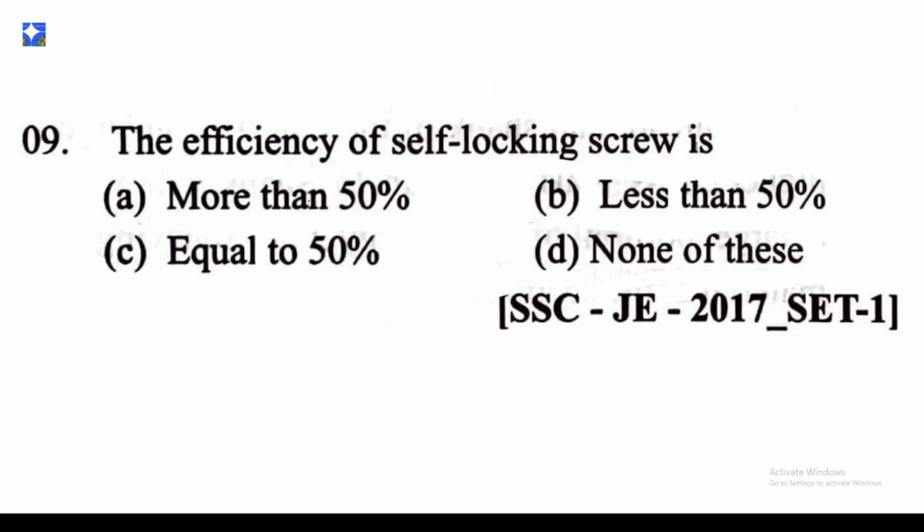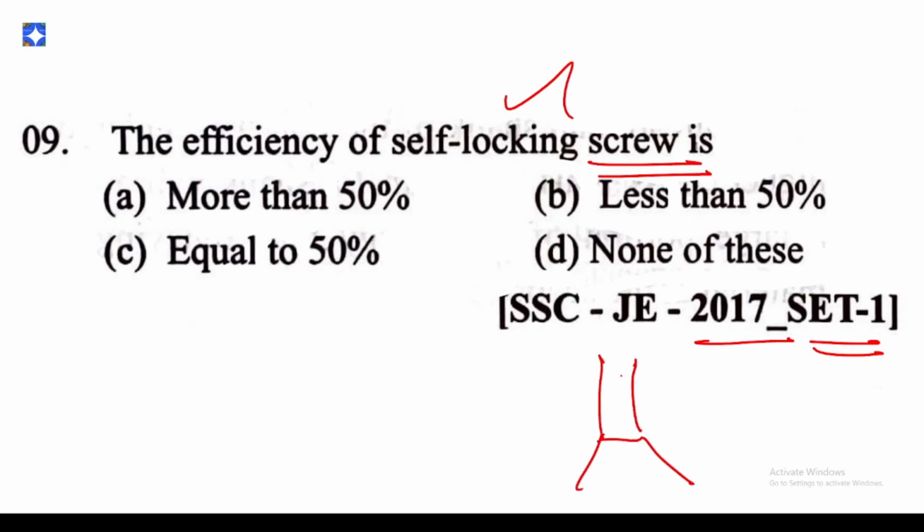This question was asked in the year 2017 set 1. The efficiency of a self-locking screw. I would already have explained about this screw jack, right? So this is actually a self-locking one. If you rotate clockwise once, then the thread moves upwards, which means whatever load is kept on it would be raised by a certain distance linearly. But if you remove the hand from the handle, it is a self-locking one.